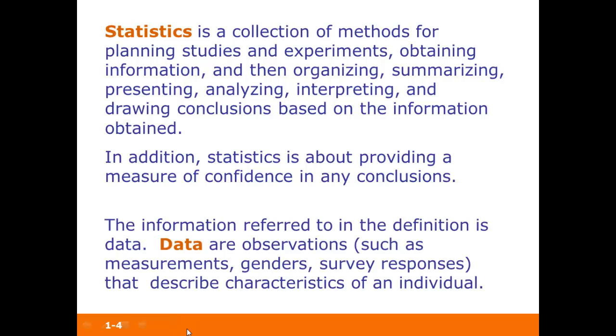Now, the information referred to in the definition is data, and data is simply observations, things like measurements, survey responses, and so on, that describe the characteristics of an individual. In statistics, when we talk about an individual, we don't always mean a person. It depends on the population that we're studying. We may be studying a population made up of people, and in that case, an individual would be a person. But we may be studying a population of fish in a lake, and in that case, the individual would be a fish. Or we may be studying a population of businesses, in which case our individual would be an individual business.